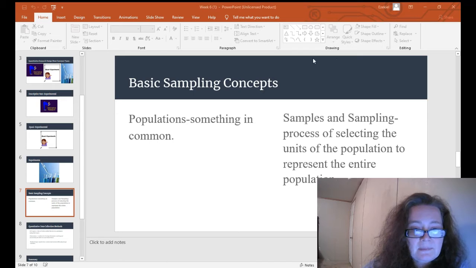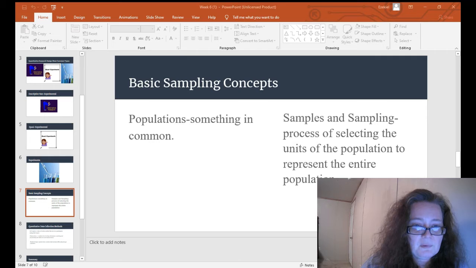The basic sampling concepts are: population is something that all of them have in common. So they have a large population. Everyone will have some type of common goal or characteristic. For example, everyone could be BSN nursing students, or they could all be male or they could all be female.